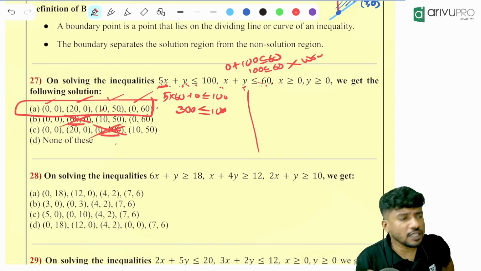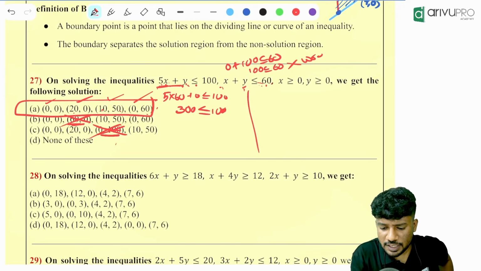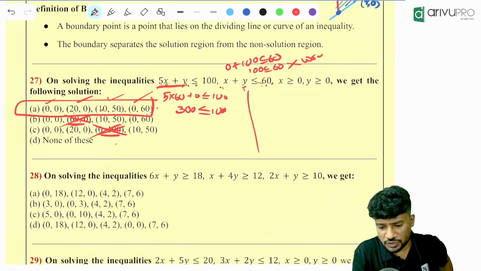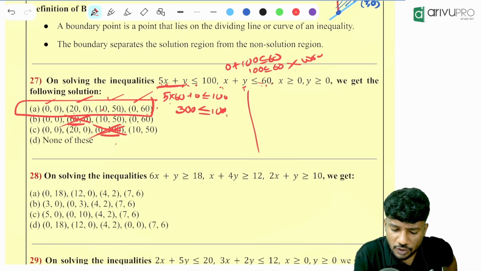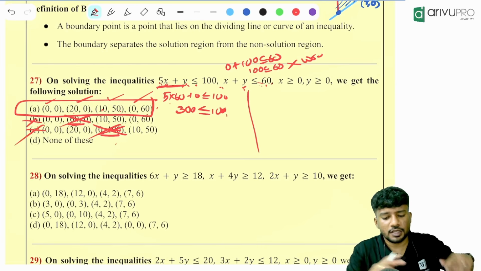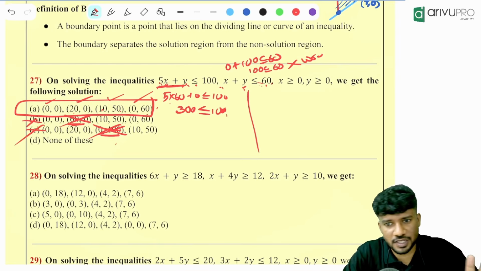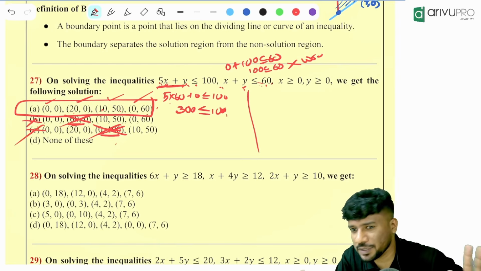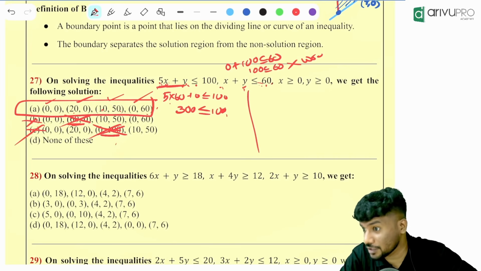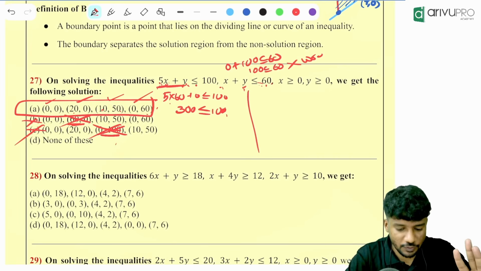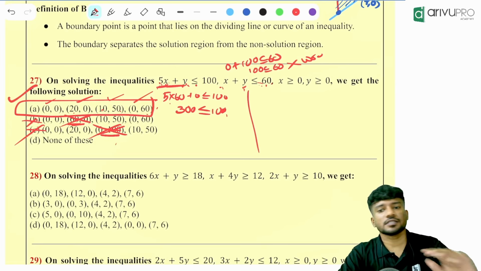Then put 60, 0. 60, 0 will not satisfy the second one. If you put 5 into 60, it will become 300 less than or equal to 100. Is it correct? No. That means option B is also wrong. Now the only possible option is option A or none. Usually none will not be an answer for your exam until and unless one of them is not satisfying it. Here everyone is satisfying. That's why option A is your answer.